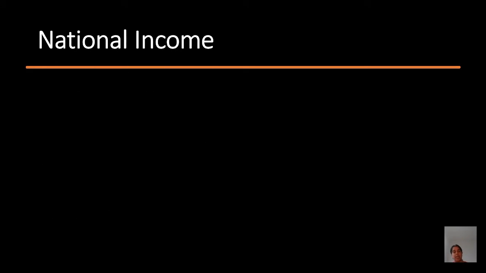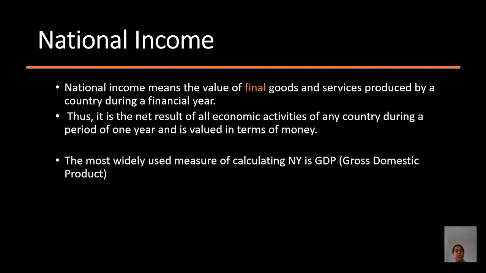So the difference between final good and intermediate good is very important to understand before we understand what national income is. Now what is national income? National income measures the value of goods and services produced in a country for final users. Now, why specify for final users?